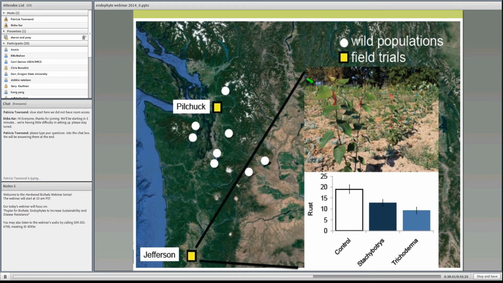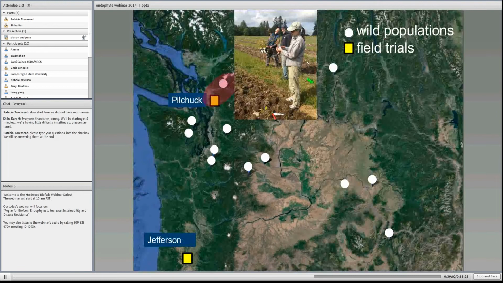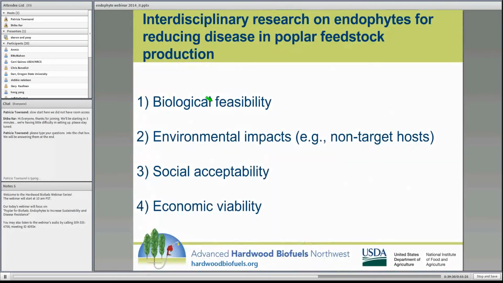And we see that in the field, too, endophytes can reduce rust, although more modestly than we saw in the greenhouse. We are also working in Pilchuck, and here we are specifically looking at endophytes that come from the Skagit site right here, which is the most nearby natural population to the Pilchuck trial. So here we're testing whether the particular endophytes from the Skagit are effective as rust antagonists in this particular trial.